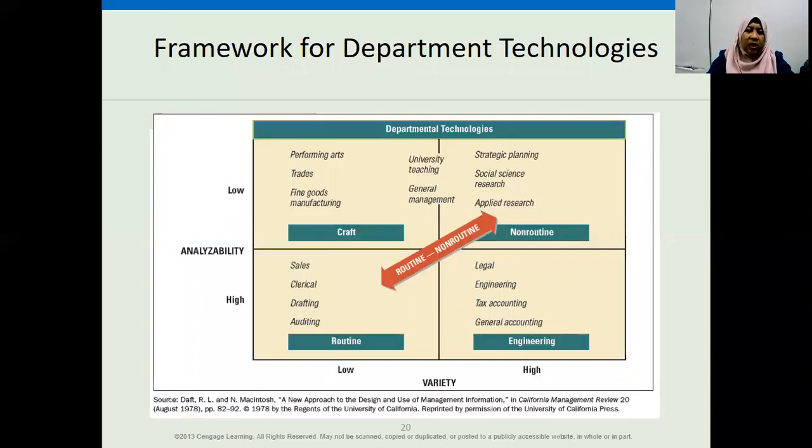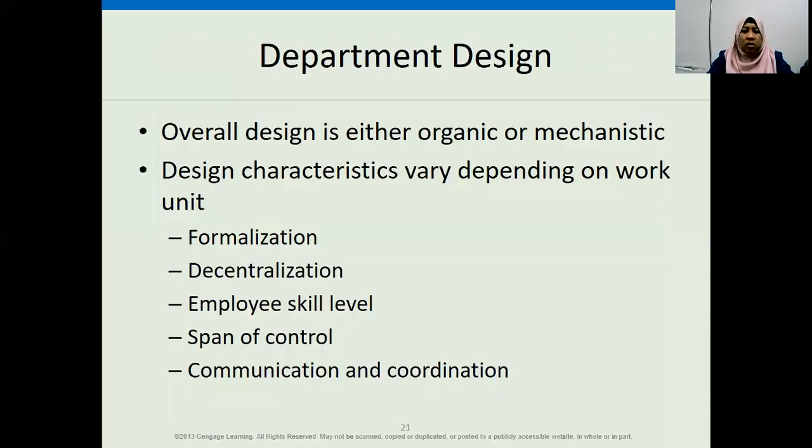You see from the low one, we have routine and non-routine. And then we have departmental technologies. Okay, department design. Overall design is either organic or mechanistic. We did discuss this. Design characteristics vary depending on the work unit. They have formalization, decentralization, employee skill level, span of control, communication, and coordination. This was actually already mentioned in the previous topic.